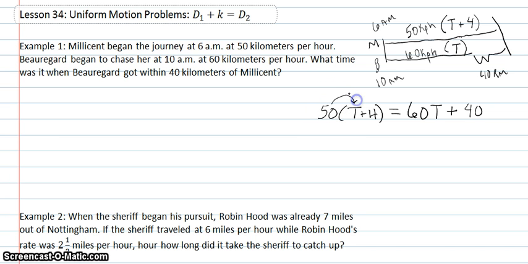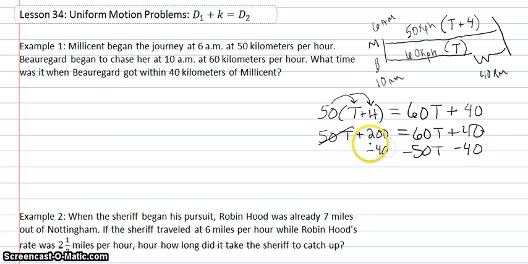So I'll distribute the 50 across. So I'll have 50t plus 200 equals 60t plus 40. Now I'm going to get my t's on one side, so I'll subtract the 50t to move it to the right side, and then I'll subtract the 40 to move it to the other side. So I'll have 10t equals 160, and I'll divide both by 10. So it'd be 16 hours from 10 a.m.